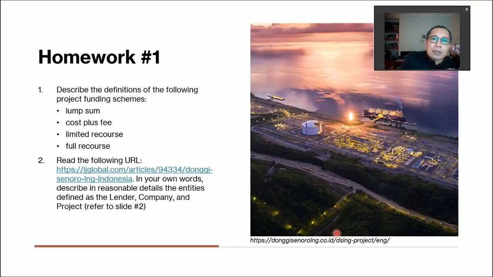All right, now this is for your homework. Okay, so number one, describe the definition of the following terms in project funding schemes. Okay, and also I want you guys to read the following link and in your own words describe in reasonable detail. Okay, not too brief, but also certainly it doesn't have to be very hugely complex. Okay, the entities defined as the lender, the company, and the project.